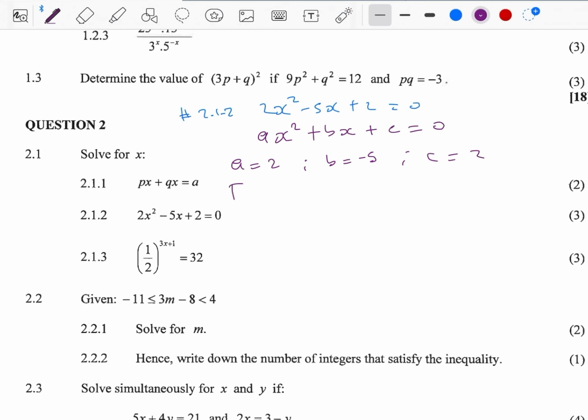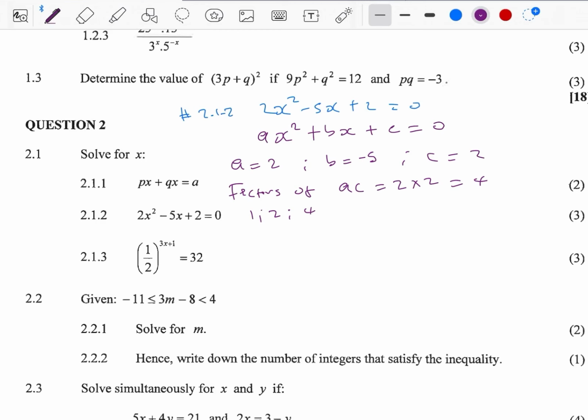You need to find the factors of AC. And AC in our case is 2 times 2. A is 2, C is 2, which is 4. You need to find the factors of AC. And the factors of AC are 1, 2, and 4. Those are the factors of 4.